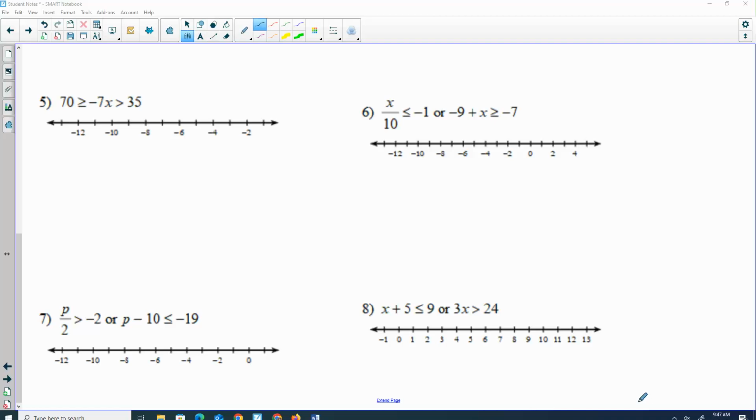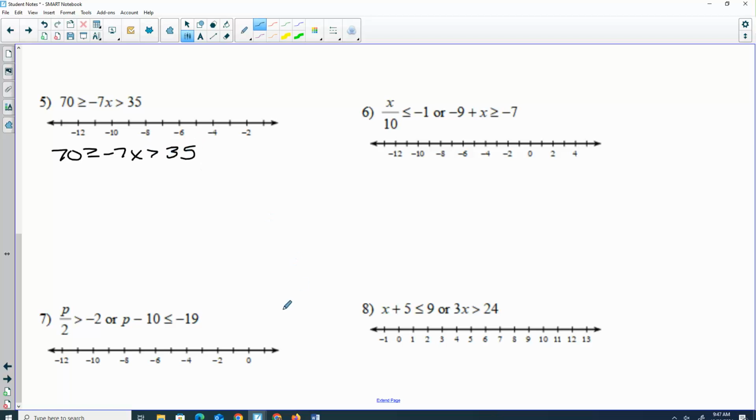What about an and? What does it look like? They overlap, and we're looking for the part that's true by both of them. So a lot of times it's written as like one big inequality. So let's take a look at number 5. We have 70 greater than or equal to negative 7x greater than 35.